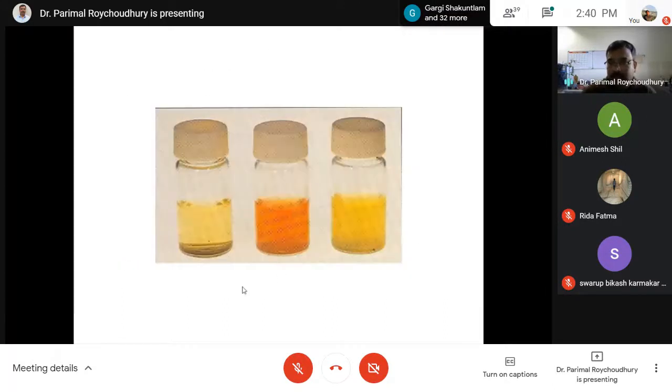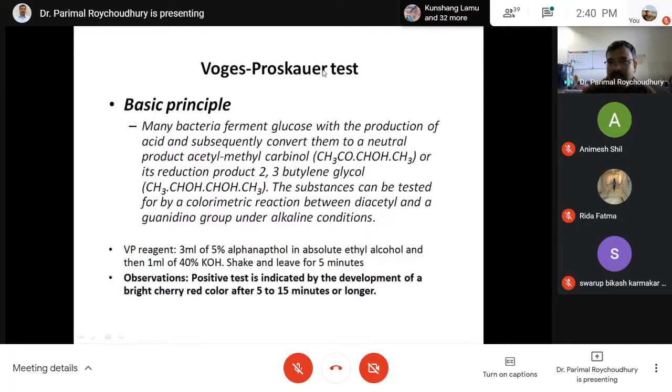If the color remains red, then this is positive for heavy production of acids, and if it is yellow, then it is negative. So likewise, we can interpret whether an organism is positive or negative by the methyl red test. Then at the same time, another test, shortly we call it the VP test, Voges-Proskauer test.